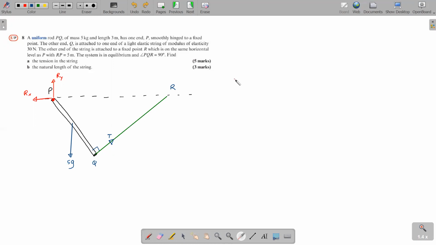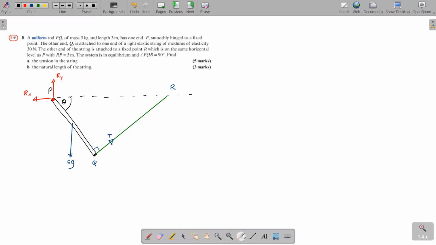The next thing we can do: if the system is in equilibrium, we need to either consider moments, or consider vertical equilibrium and horizontal equilibrium. That's what we have to do here. To do that, we need an angle. There's a 90 degrees here. Let's mark this angle as theta. Is there any possible way for me to get this theta value?